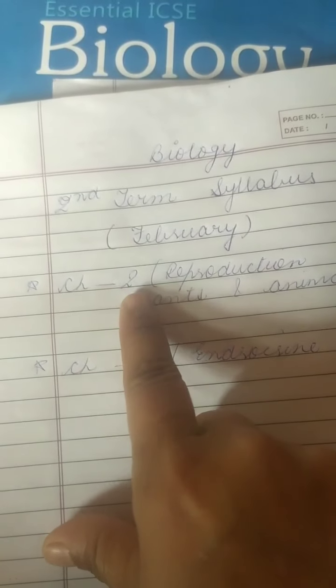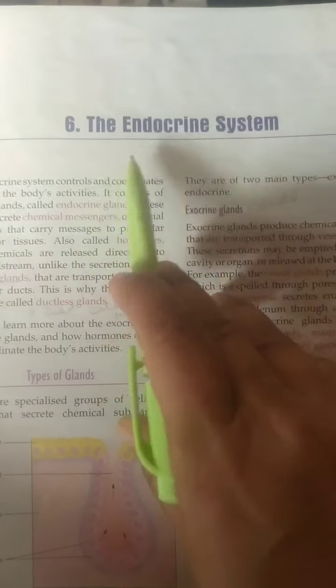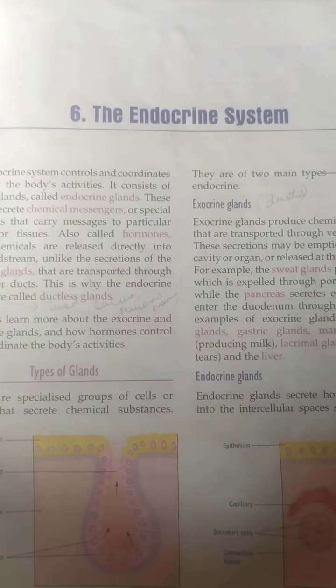So we have done chapter number 2 in the second unit test, that is reproduction in plants and animals. Now we will start chapter number 6, that is endocrine glands. Open chapter number 6, the endocrine glands. So we will discuss what the endocrine system or glands are.